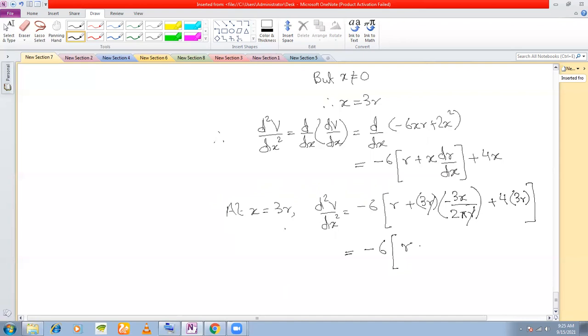R minus 9x by 2 pi plus 12R. Okay, so minus 6R plus 12R will give you 13R minus 9 by 2 pi and x is equal to 3r.